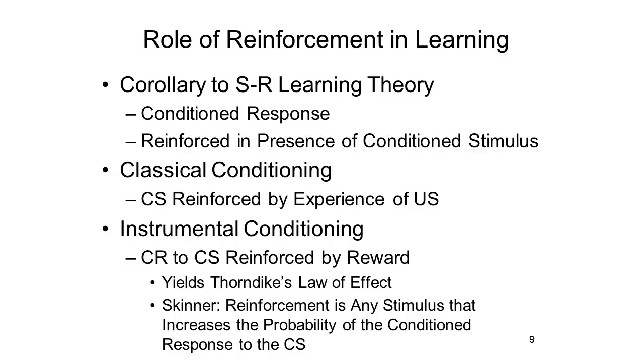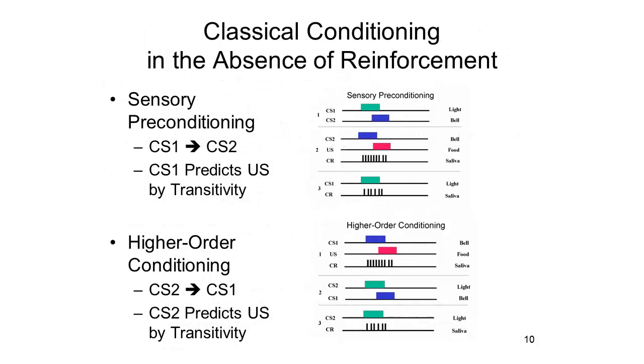In Skinner's version of Thorndike's law of effect, reinforcement is any event that increases the likelihood that the animal will make a conditioned response in the presence of the conditioned stimulus. Still, reinforcement is necessary for the stimulus-response association to occur in the first place. However, a number of experiments make it clear that reinforcement is not by any means necessary for learning to occur. Consider, for example, two of the advanced phenomena of classical conditioning.